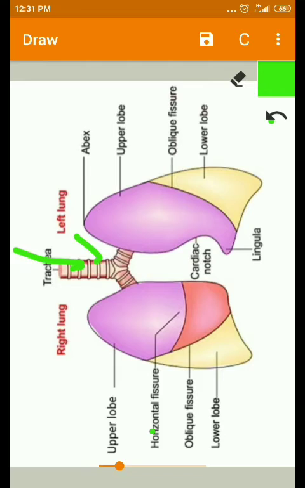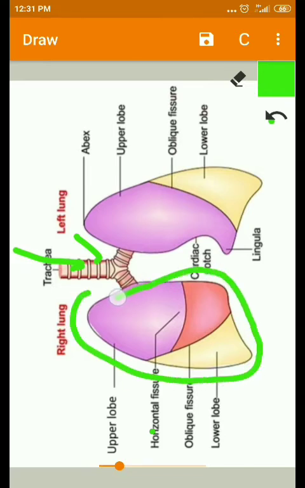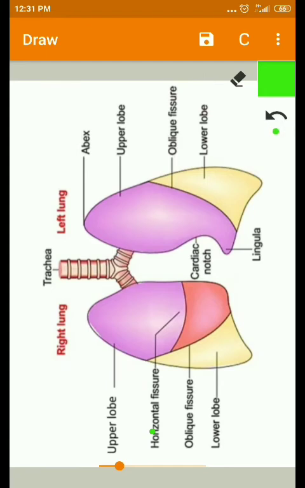The right lung weighs about 625 grams, and it is about 50 grams heavier than the left lung. That means the left lung weighs about 575 grams. So this is the general introduction of the lungs. Now coming to the features of the lungs.